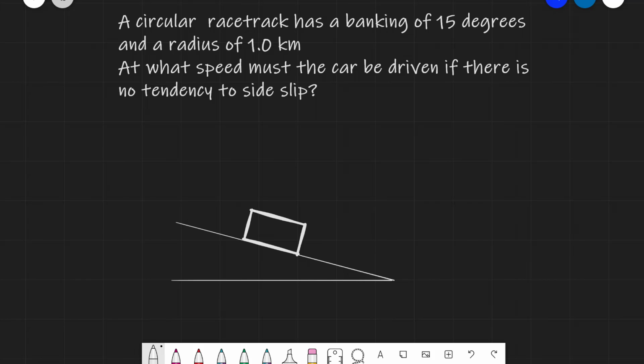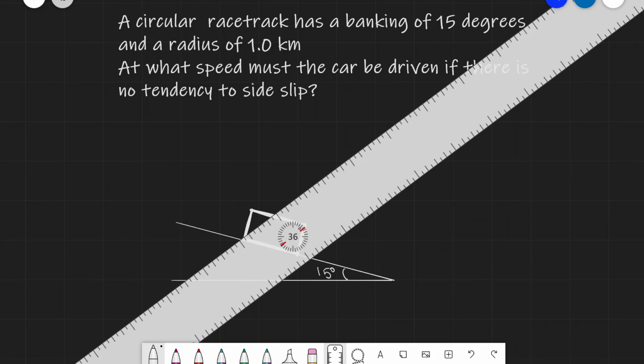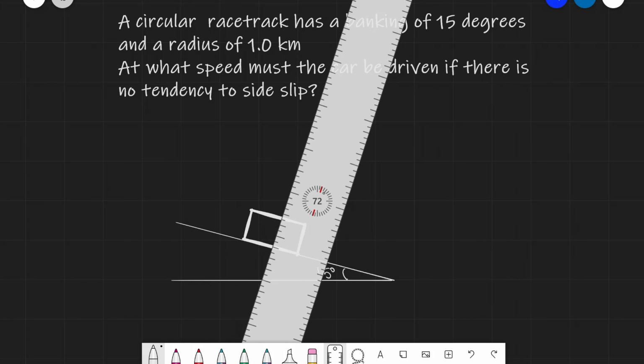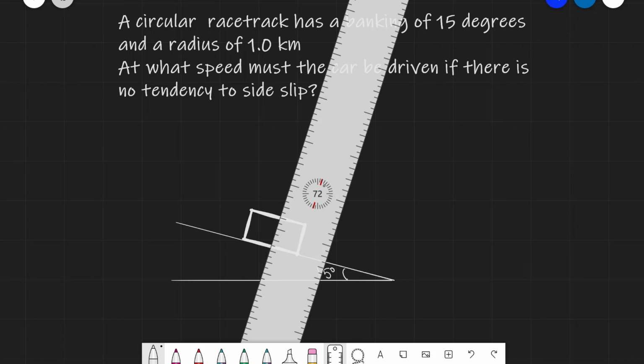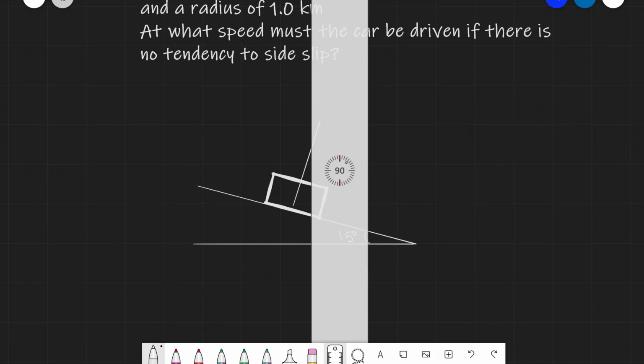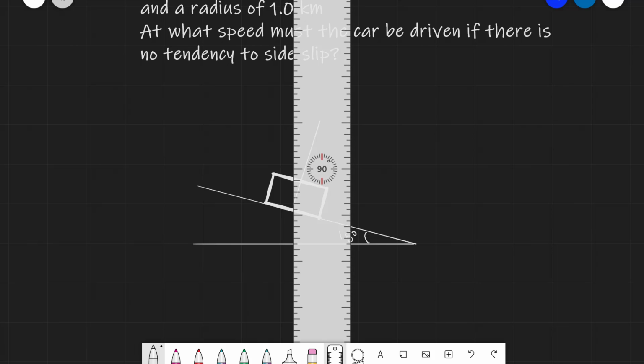So first off, let's think about the forces involved. Because we have an angle of 15 degrees of the actual banking, this would mean that the normal force will also be directed at an angle. So we can draw our normal force, which will be at 90 degrees to this surface. So it's going to be along here somewhere. Now the normal force will have a horizontal and a vertical component. The weight will be acting just straight down. I can draw the weight just here.